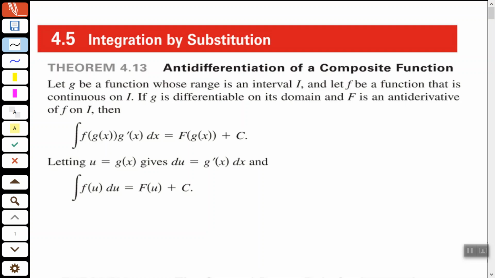So by letting u equal g of x, it gives us du equals g prime of x dx. And then we can integrate the function f of u du to find the antiderivative. So basically, if we have a composite function like this, we look for the part that's the most complex, and we let that function be u, and finding du hopefully gives us g prime of x, the other part of the function. Then we can integrate f of u du, which makes the problems a lot simpler.